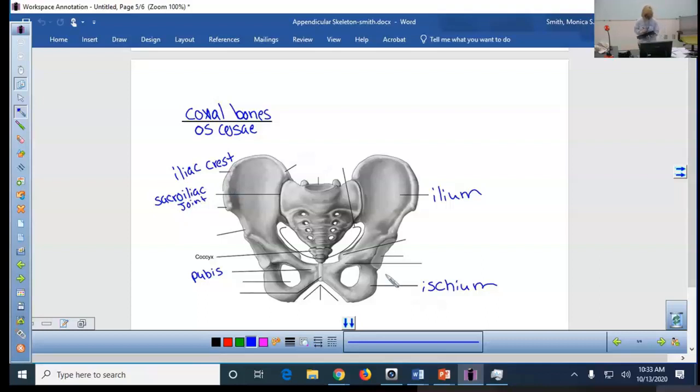Was that the only? Oh, no. We had, let's see if I can get it to label. I think I'm going to label it on the other one. Here, this little area where your femur is going to connect in, so the socket part of the ball and socket, is the acetabulum. Acetabulum.